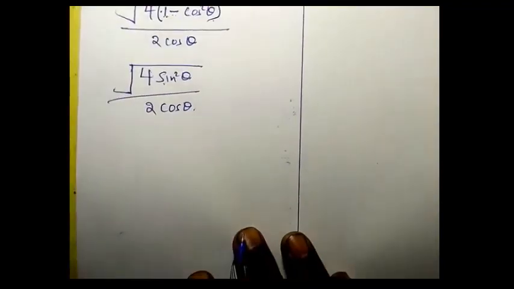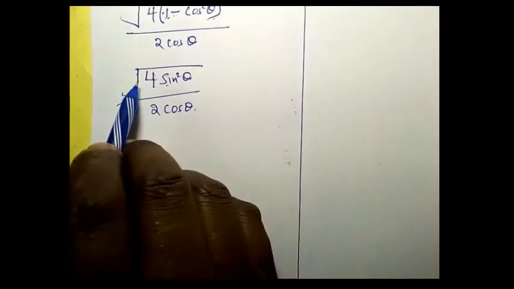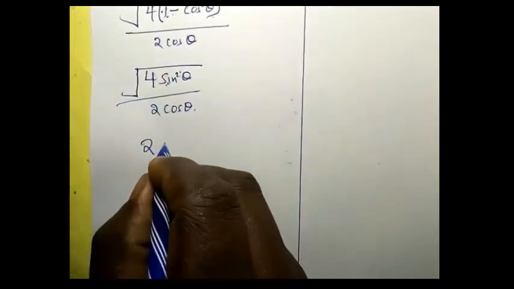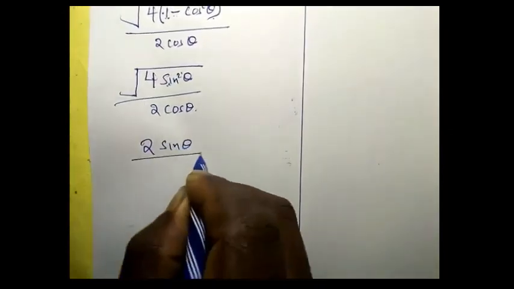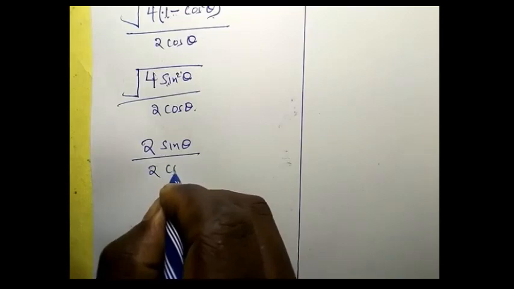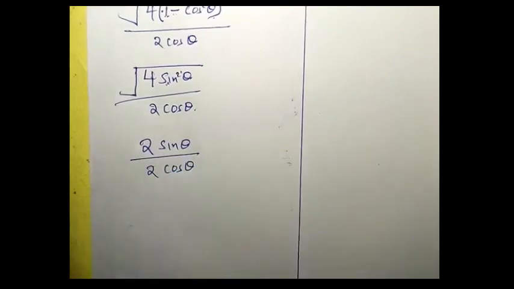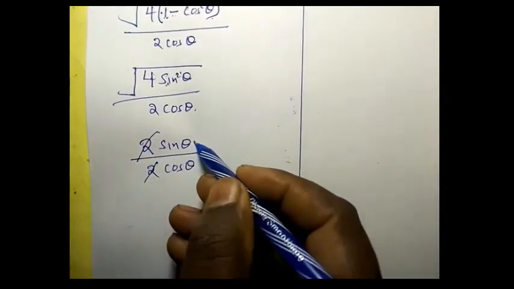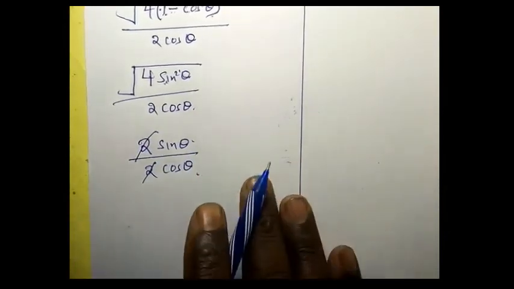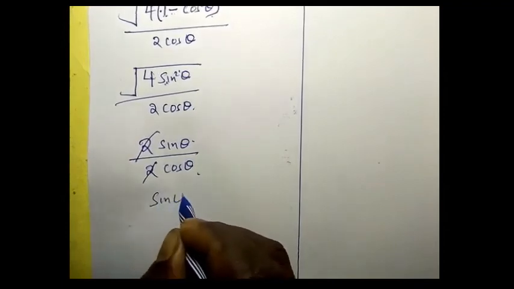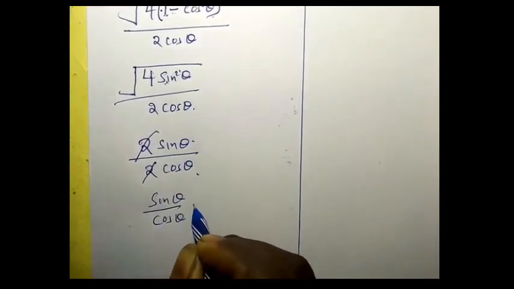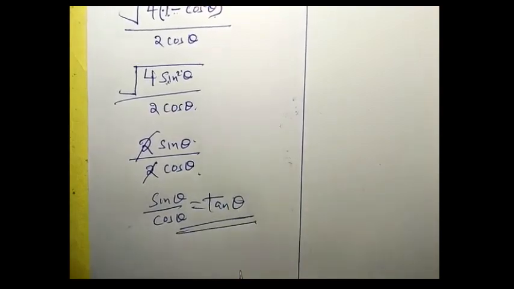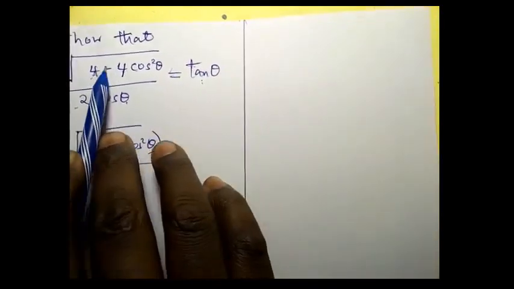Very well. The square root of 4 is 2. The square root of sine square theta is sine theta, divided by 2 cos theta. Very well, 2 and 2 cancel out. Sine theta over cos theta, what is that? We know that sine theta divided by cos theta is equal to tan theta. Hence, we have proved that this one is equal to this.